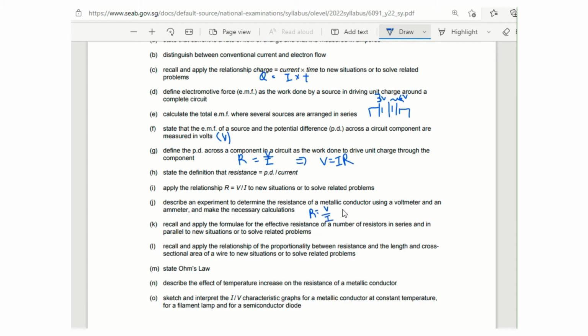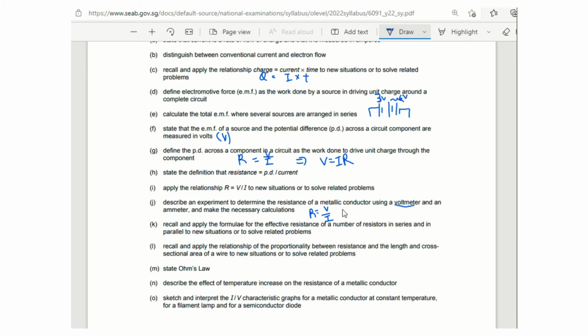To find the resistance, what you need to know is to find the potential difference across the metallic conductor and to find the current flowing through it. Once you know V and I, divide V over I and you will get the resistance. Take note that to measure potential difference, you always use a voltmeter and it is placed parallel to whatever you want to measure. To find the current through a metallic conductor, you use an ammeter and you connect it in series.